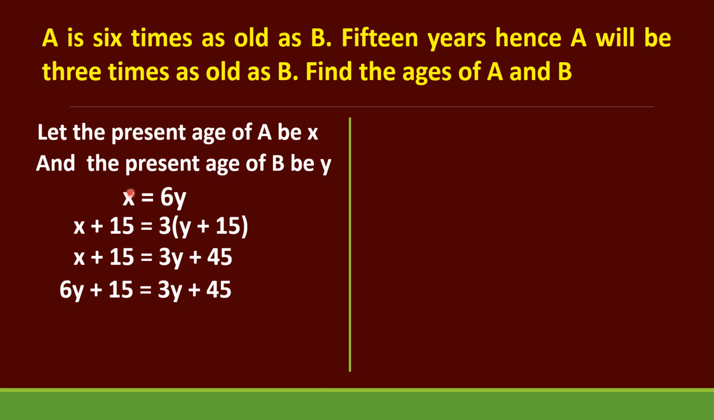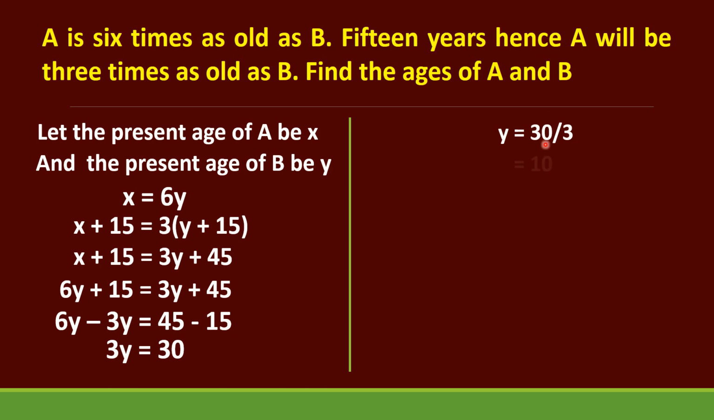We are taking x is equal to 6y and applying that here. We are going to use this method to solve this question, even though we can use any of the two methods. Then 3y can be taken to this side and 15 can be taken to this side. That will make 6y minus 3y is equal to 45 minus 15. So 3y is equal to 30. Hence y is equal to 30 divided by 3, that is 10.